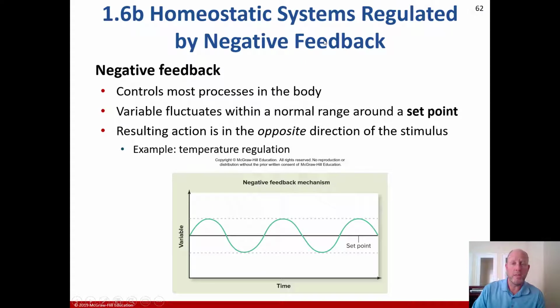So, homeostatic systems are regulated by negative feedback. Typically speaking, negative feedback controls most processes of the body. The variable fluctuates within a normal range around a given set point, like body temperature. 98.6 degrees Fahrenheit is often referred to as the normal body temperature for a human being, although the reality is people can vary, even into the high 97s, and not typically in the 99s, but they could go down a little bit and up a little bit from that being their normal temperature, their normal homeostasis.